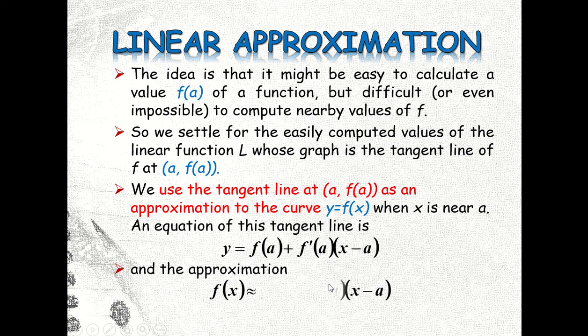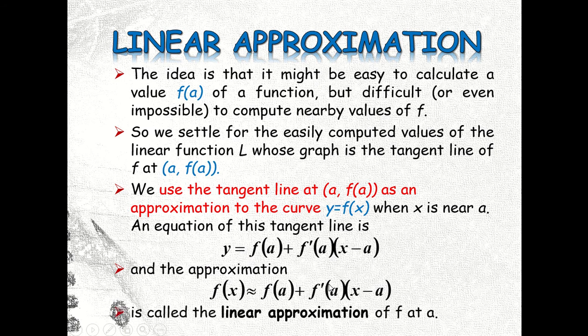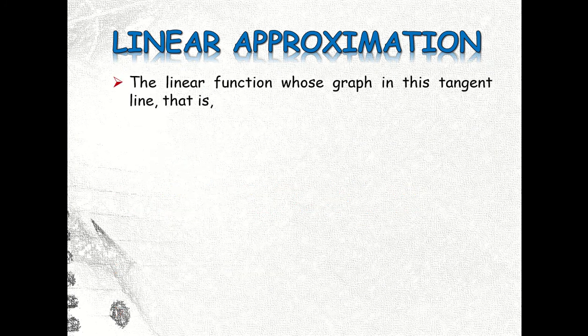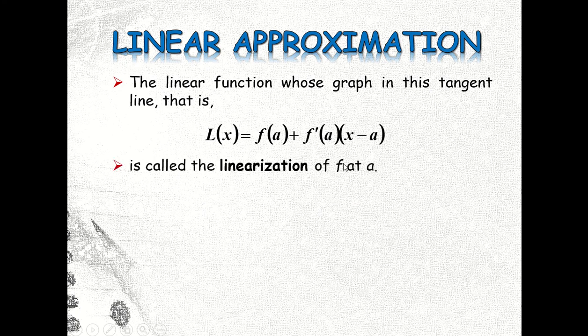So we have y approximately equal to f of x. So we can use the tangent line instead of the function y equal to f of x to find the value of the function at a certain number. Okay, so the linear function whose graph is this tangent line, that is f of x equal to f of a plus f prime of a times x minus a, is called the linearization of f at a. Linearization of the function f at a.